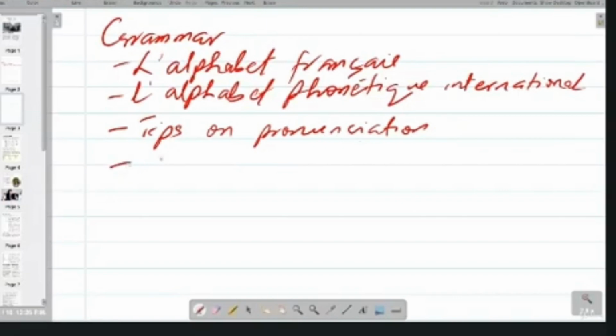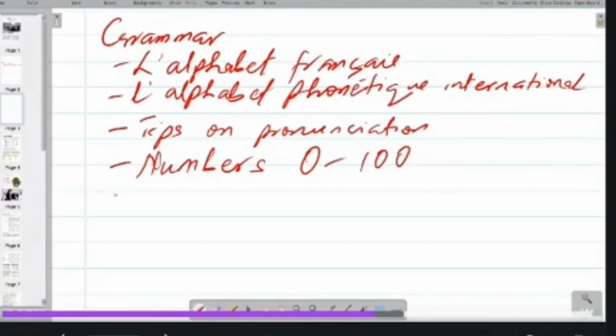And the next thing that we want to know from a grammar and language perspective is how to count. So we should learn how to count numbers 0 to 100. That's the basic target, but you're also going to have general tips on how you can count up to billions. So counting.